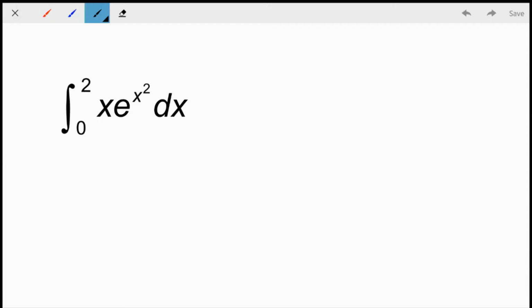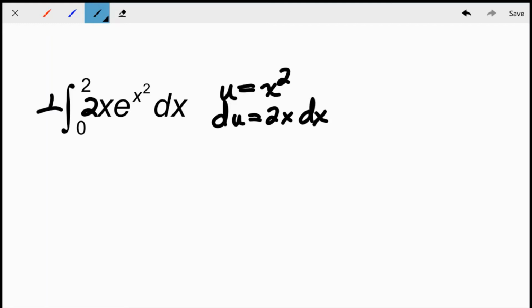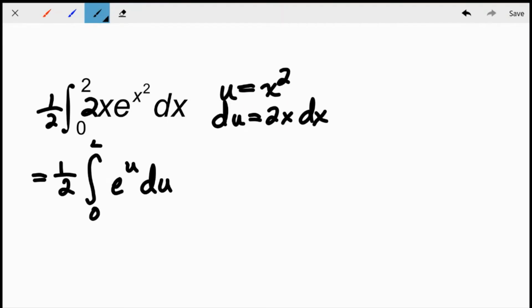Here we've got x e to the x squared dx evaluated from 0 to 2. It's pretty obvious this time that I'm going to do my u to be x squared. My du would be 2x dx. So I can tell to do my substitution, I'm going to need a 2 here, which means I need to put a 1/2 on the outside so I don't change the value of the function. And now I'm just going to go through my substitution. So e to the x squared becomes e to the u. 2x dx becomes du. And now my limits of integration, 0 squared is just 0, and 2 squared is 4.